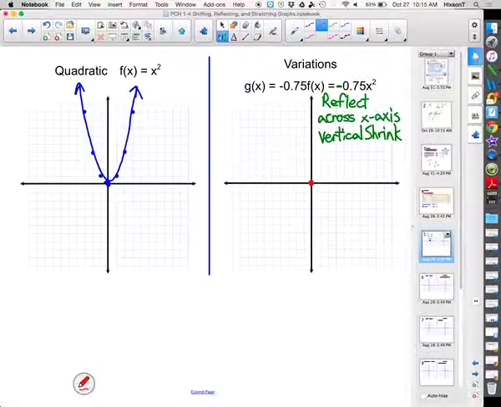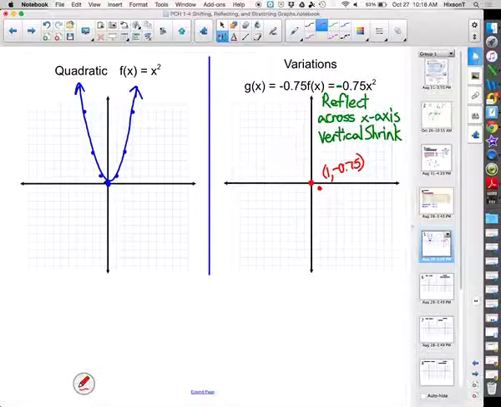So now, let's think about our point (1, 1). It's going to get reflected across the x-axis, which would put it down at (1, -1), right? But then that y-coordinate is multiplied by 0.75. So where does that point end up? It would be (1, -0.75). Okay? So notice it's only 3/4 as far down as this one was up.